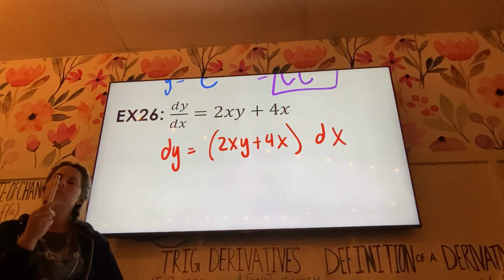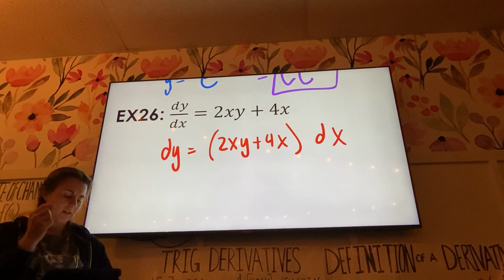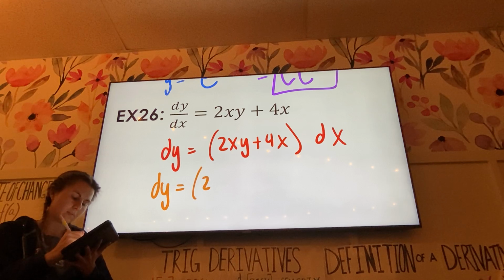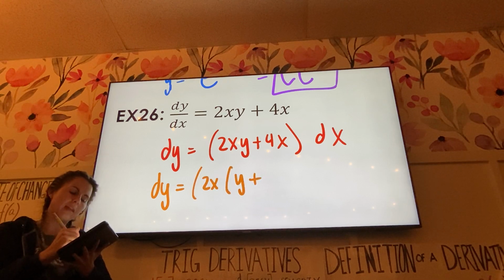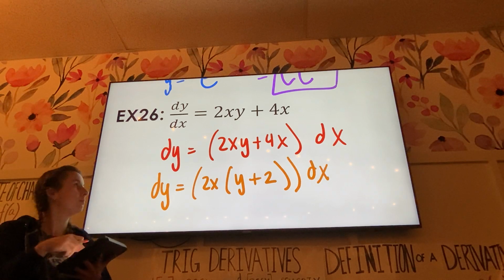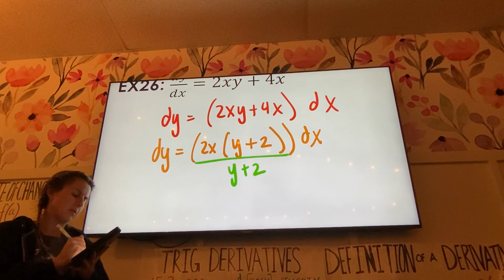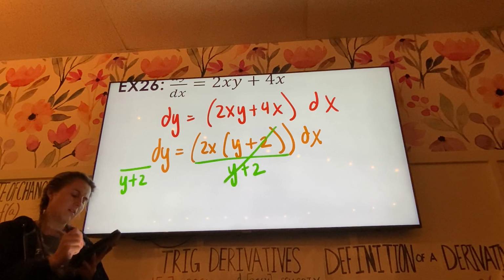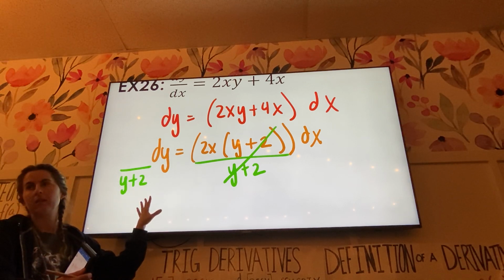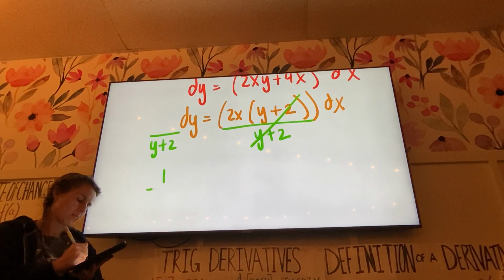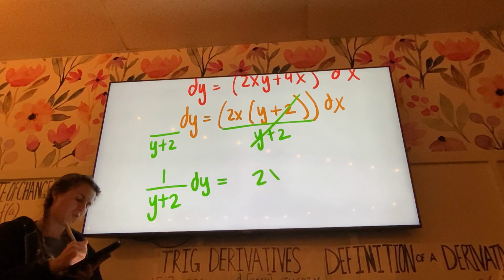What does it have? GCF. Yeah, GCF. I could take out a 2x. And when you take out a 2x, you're left with y plus 2. And now I can divide by the y plus 2 on both sides. And that way all my y's are over here and all my x's are over here. All right, so I've got 1 over y plus 2 dy equals 2x dx.